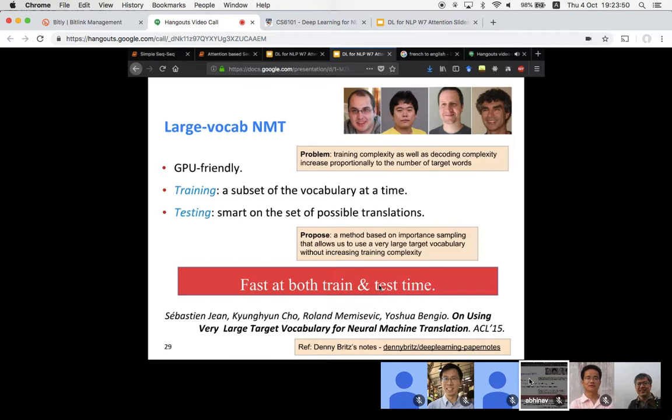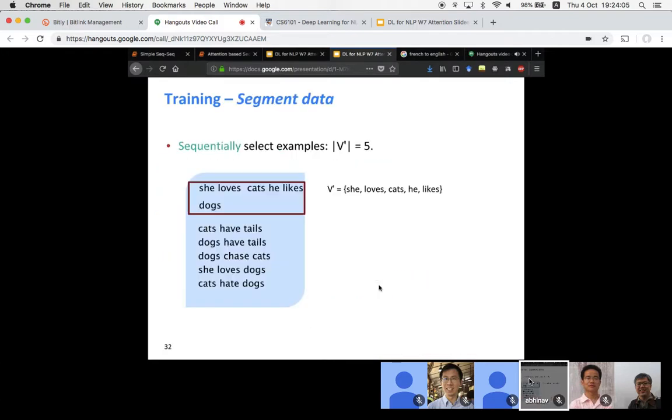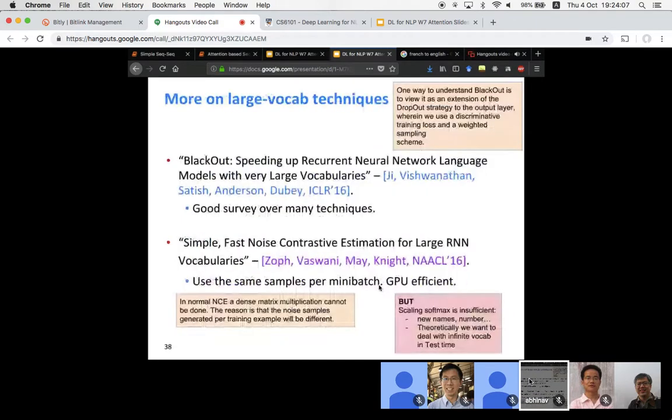So they're trying to optimize two phases, training phase and test phase. In the training phase, the way they optimize is to use a subset of the vocabulary at a time, and in the test phase, they try to produce a candidate list instead of going through the whole vocabulary. Okay, so there are two more papers, Blackout and noise contrastive estimation, and they're trying to solve the same problem with different techniques.